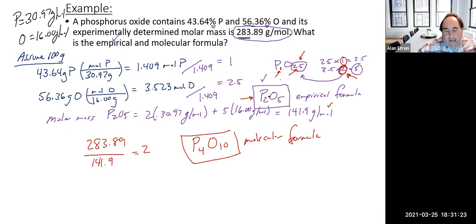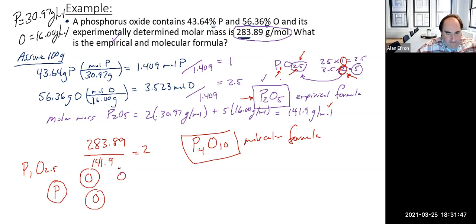Questions on that? It's just an idea to think about. If we look at just say P1O2.5, and I'm going to do some really bad drawings here, for every one of these whole phosphorus in this bad drawing, we have 1 oxygen, 2 oxygens, and like half an oxygen atom.